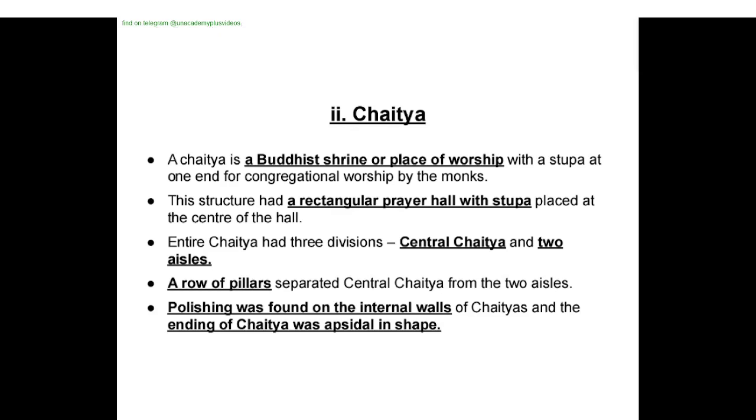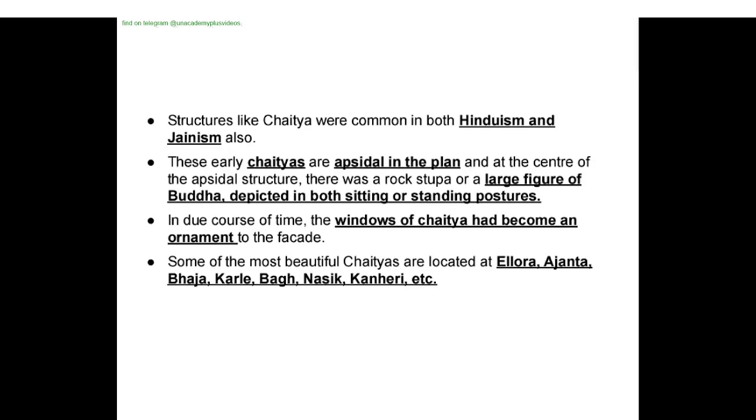Polishing was found on the internal walls of Chaityas, and the ending of the Chaitya was apsidal in shape. Structures like Chaitya were common in both Hinduism and Jainism also. These early Chaityas are apsidal in plan, and at the center of the apsidal structure there was a rock stupa or a large figure of Buddha depicted in both sitting or standing postures.